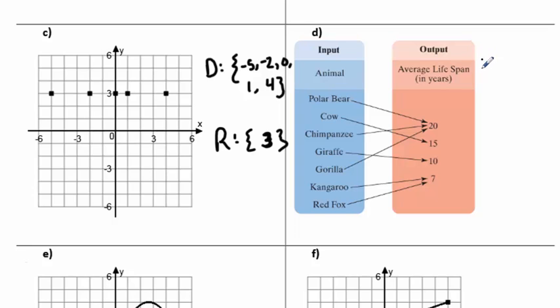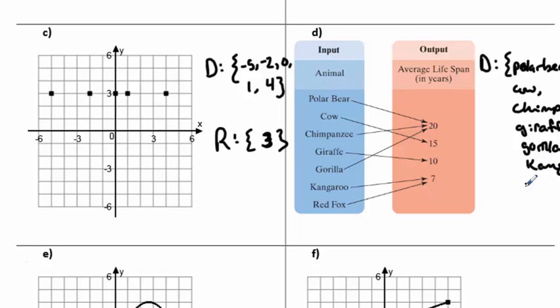In part D, if we list our domain, the elements in the domain are going to be the words in this chart. So for example, it's going to be polar bear, cow, chimpanzee, giraffe, gorilla, kangaroo, and red fox. The range is going to be the set of numbers that those map to, in this case the age of the animal. The smallest number is 7, so we'll start with 7, then 10, 15, and 20.